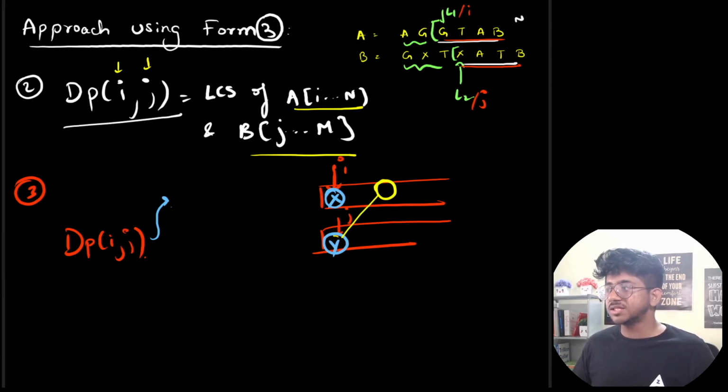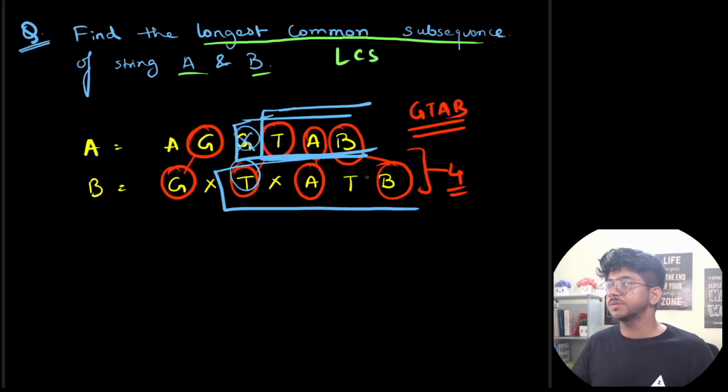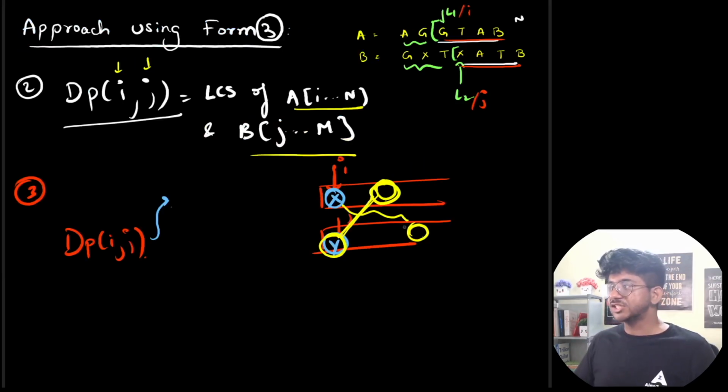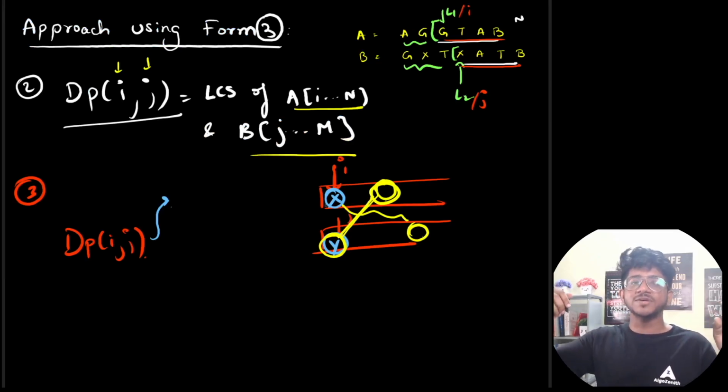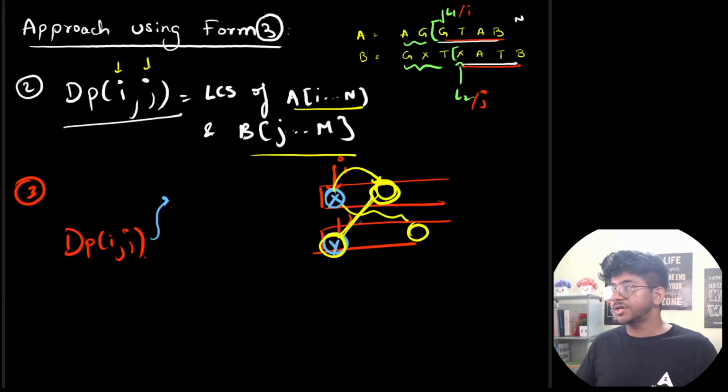Note that once this gets matched with this, you cannot match this with something else over here, because then there will be a cross. There will be a crossing between the two edges. And essentially, when you're dealing with subsequences, this to this order should be the same as this to this order. So there will not be any subsequence anymore.